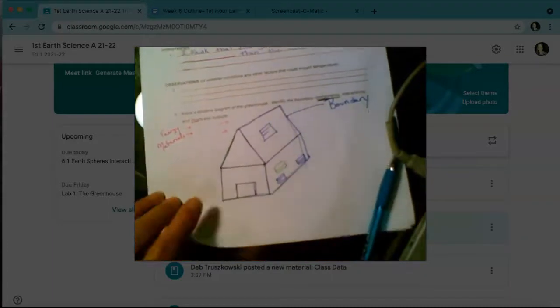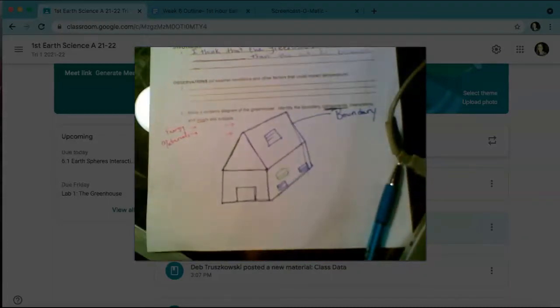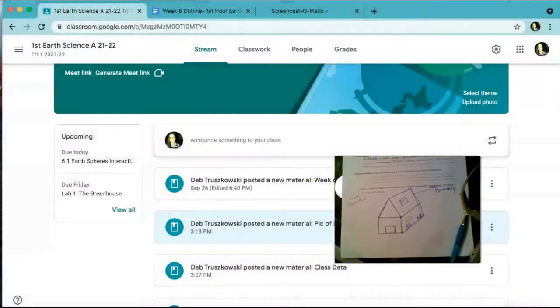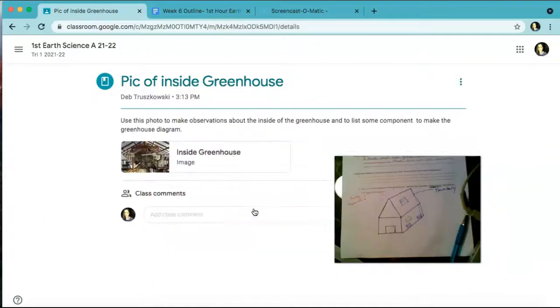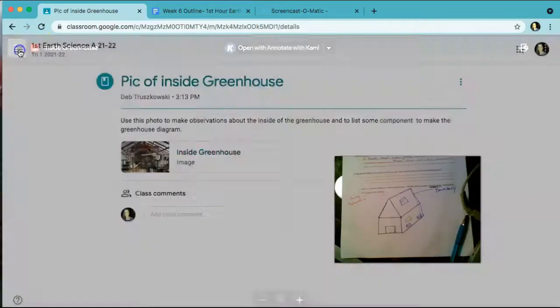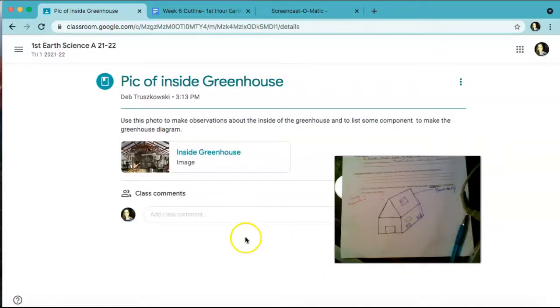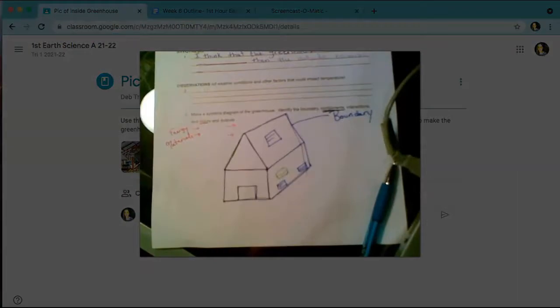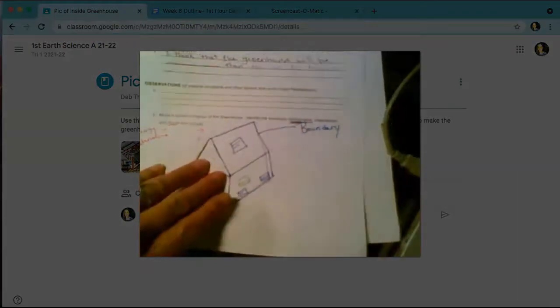If you need some help with that, you can look at this picture from inside the greenhouse. This can help you with some of those components and things that are inside the greenhouse if you didn't have a chance to look at those yesterday. Then we'll move to the next page, data.